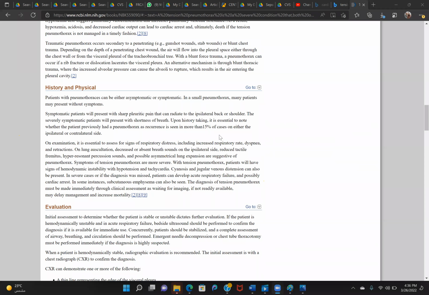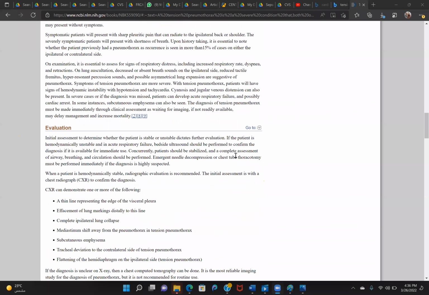Yes. So that's what I was telling you. In a symptomatic patient, there may be pleuritic chest pain that can radiate to the ipsilateral back or shoulder. There will be pain related to the rib fracture as well if it is present. Then, as I told you, signs of respiratory distress: increased respiratory rate, dyspnea, retractions, and decreased or absent breath sounds. I'll just give you an idea, so you can add these things: reduced tactile fremitus, hyperresonant percussion note, asymmetrical lung expansion, and then combined with hemodynamic collapse.